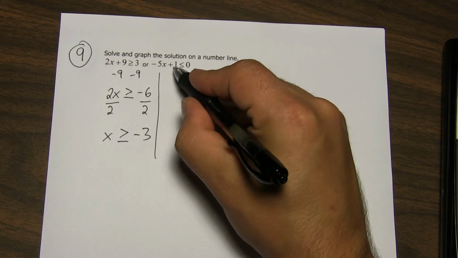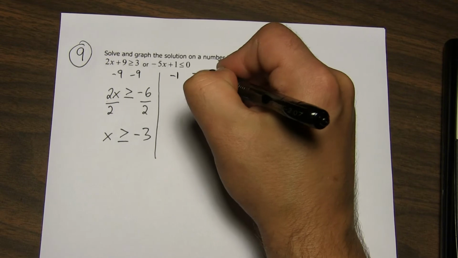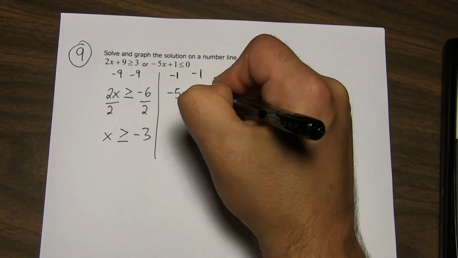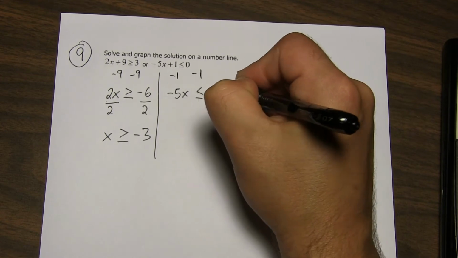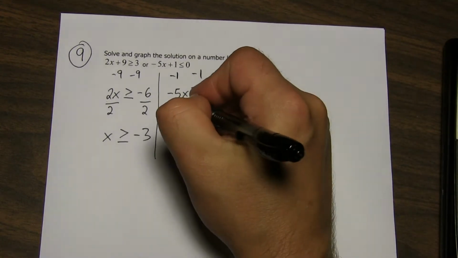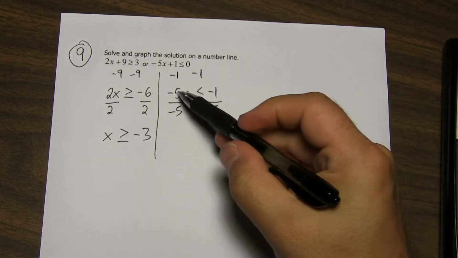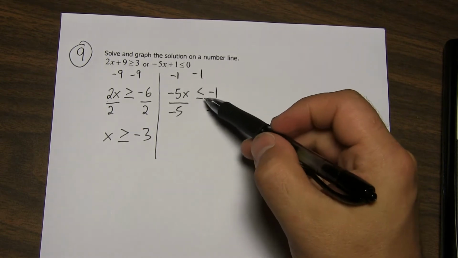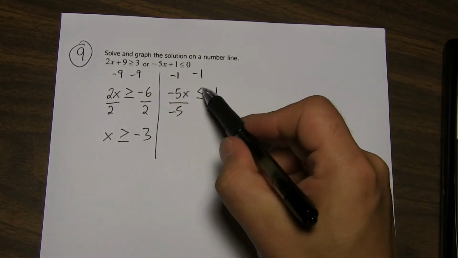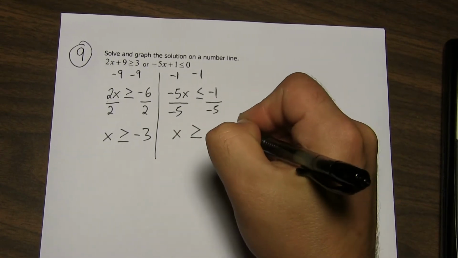Negative 5x plus 1. So let's subtract the 1 from each side, and we have negative 5x is less than or equal to negative 1. Now we need to divide both sides by that negative 5. Oh, tricky, tricky! Anytime you divide or multiply an inequality by a negative number, you need to switch the inequality sign. So right now it's less than or equal to. We need to switch it to greater than or equal to.